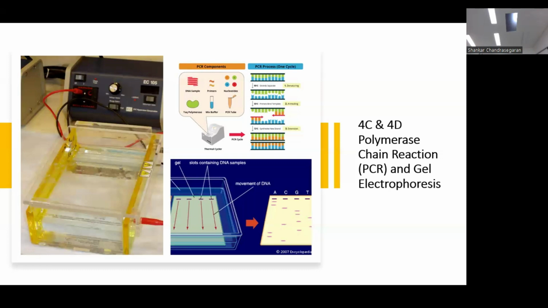Today's topic, we're going to look at the two processes that you actually already did at EcoLink, which is the polymerase chain reaction and the gel electrophoresis. Okay, all of you did it, right? Who was not there?